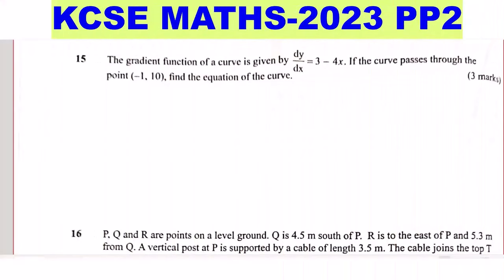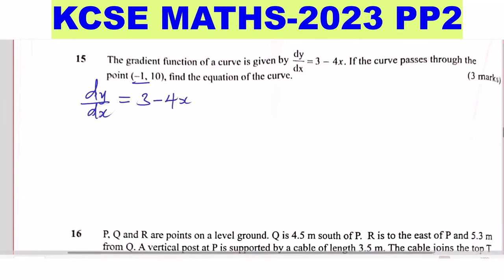Question 15. The gradient function of a curve is given by dy over dx is equals to 3 minus 4x. If the curve passes through the point -1, 10, find the equation of the curve. So you have the gradient. Gradient of the curve is given by this. This is 3 minus 4x. That is the gradient function.